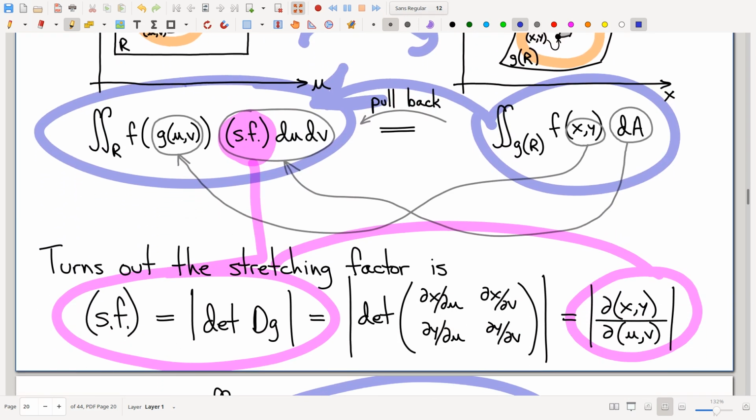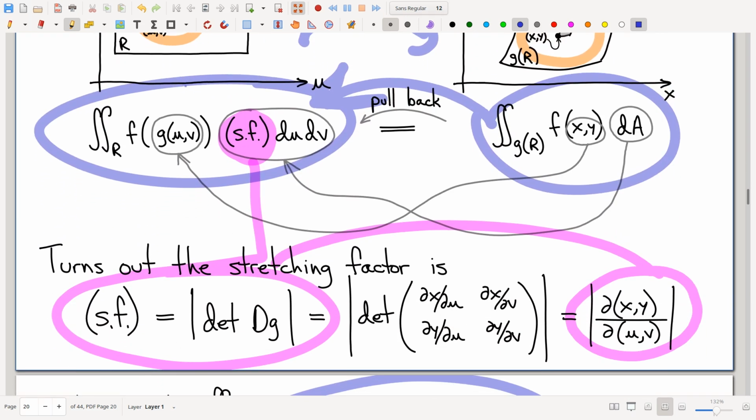If I want to use change of variables, well, x and y are some functions of u and v. Plug them in. No big. That's just literally plugging in. Nothing interesting happening here, where x and y are functions of u and v. Well, yeah, that's how they're defined. That's just a given. The only little tricky part that remains is don't forget about the stretching factor.